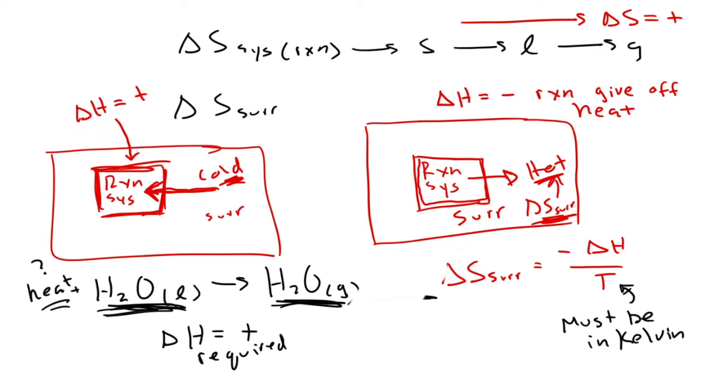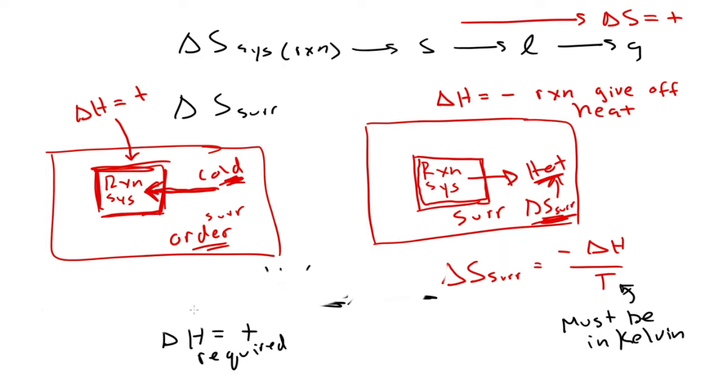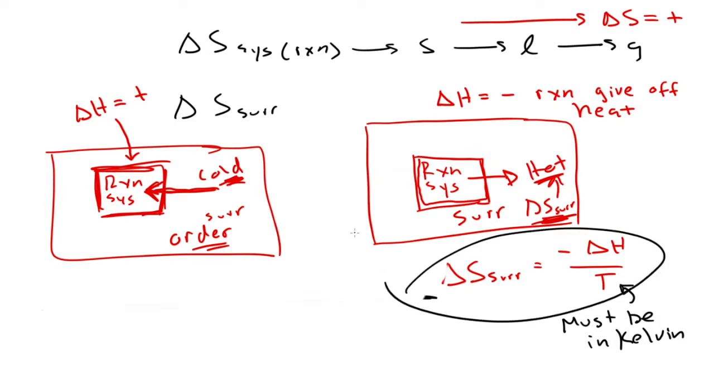So delta H for this would be positive, like we said. And so what would happen to the surroundings? The surroundings would become more ordered. You're going to get more order over here. Well, let's go back to this equation. Let me erase some of this, and we'll talk about this equation. The equation says this right here. I'll put it over there.